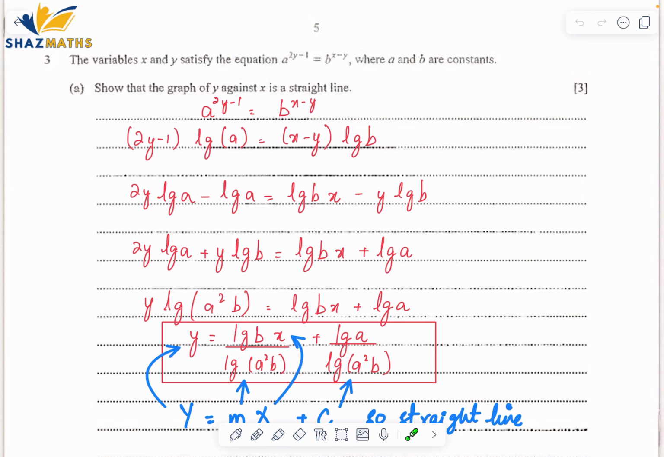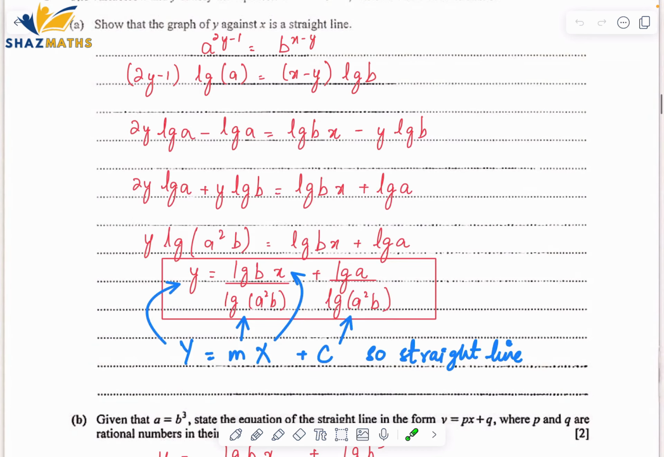How did we get a square? By bringing 2 up. Now lg of a square b will be divided to the other side, and this equation is now converted into y equals mx plus c form. So it is a straight line.